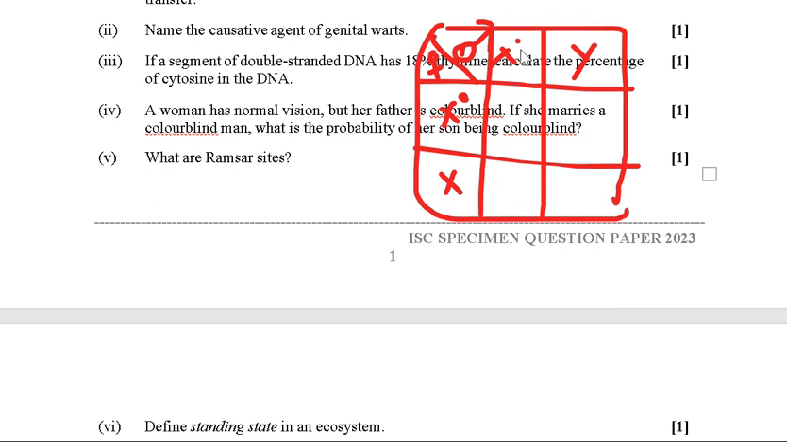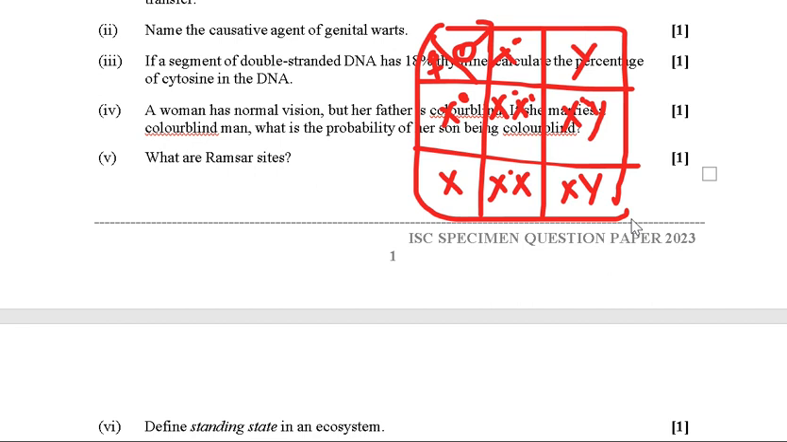Now just fuse them. X-dot and X-dot will form X-dot X-dot. Here X-dot Y, X-dot Y. Here X X-dot, X X-dot, you can write, and X Y and X Y.